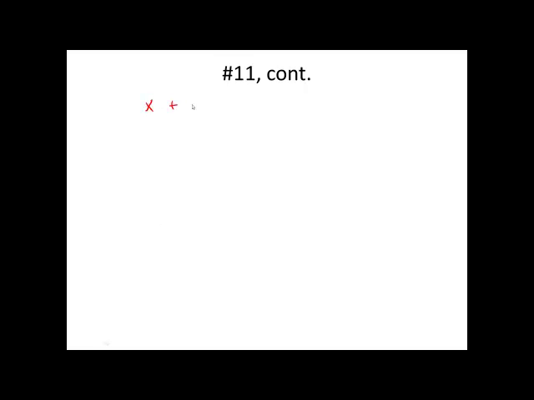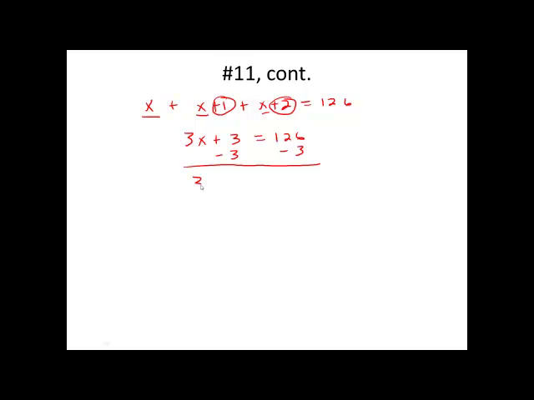Okay, so we have x plus x plus 1 plus x plus 2 equals 126. So again, we're going to start with like terms. We have 1x, 2x, 3x. We have 3 x's. And then we have 1 plus 2, which will give us positive 3. 3x plus 3 equals 126. Trying to isolate x, so we're going to get those regular numbers together first. So it gives us 3x equals 123. Divide both sides by 3, and we find that first number, or x, to be 41.